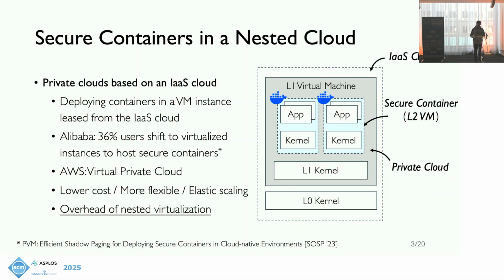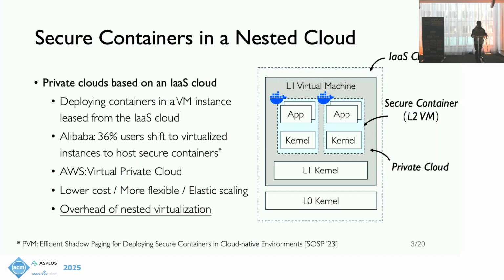Recently, there is a growing demand for building private clouds based on an infrastructure as a service cloud. In such a nested cloud, containers are deployed in a VM instance leased from the IaaS cloud. For example, 36% of Alibaba secure container users use virtualized instances to host their secure containers, and other providers like AWS also offer virtual private cloud services. The benefit of nested cloud is its low cost, the flexibility on management, and the elastic scaling of resources.